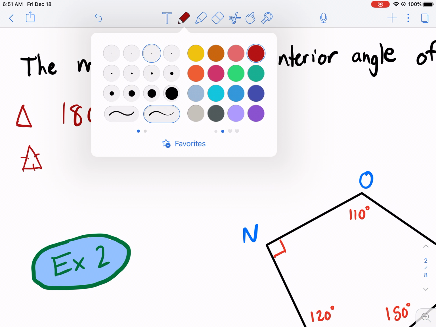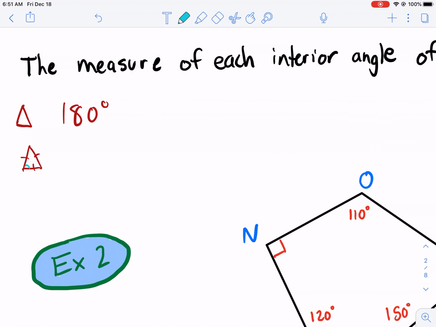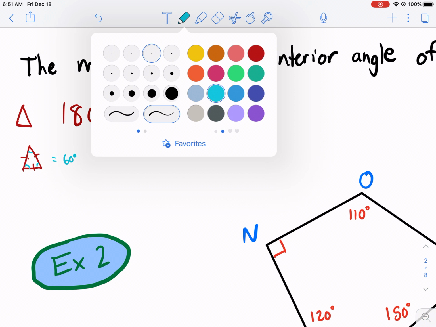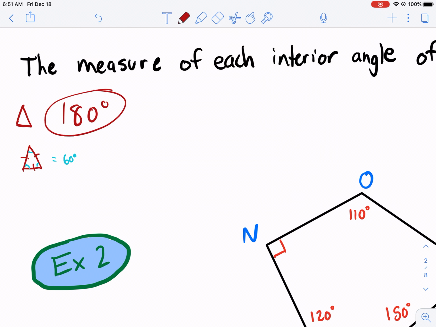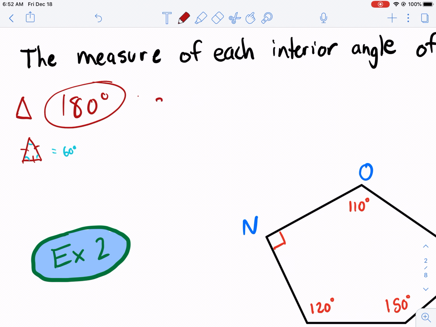Now, what do we know about an equilateral triangle? We know that the measure of each angle is 60 degrees. How do you get that? Well, if you know the sum is 180, and you know that there are 3 angles in that 180 degrees, you just do 180 divided by the 3 angles. The number of sides is also an indication of how many angles it's going to have. So you can just divide by the number of sides, and that will get you 60 degrees.